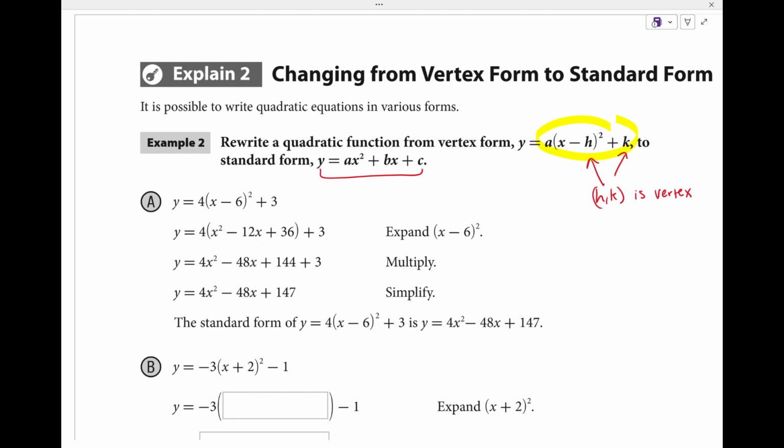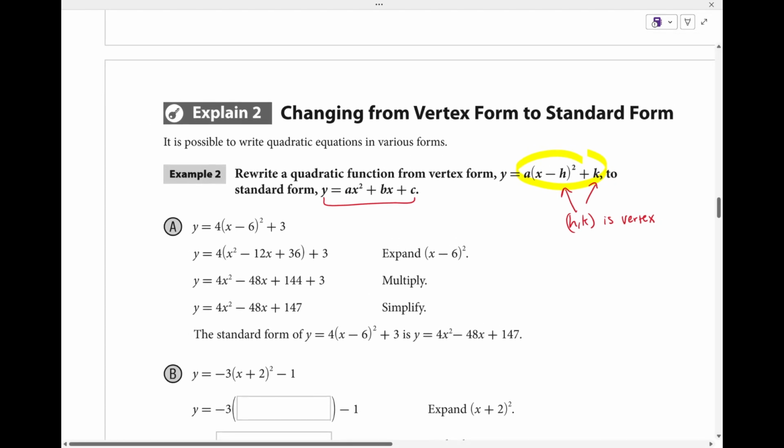Now the squared is gone because we just expanded it. Then they distributed this negative 4 to each term in the parentheses, and they got that plus 3. They went ahead and added that 3 to that 144 combined like term, so 147. Now this is standard form because we have the x squared term, then the x term, then the term without the x. And that's all it takes to change from vertex form to standard form.